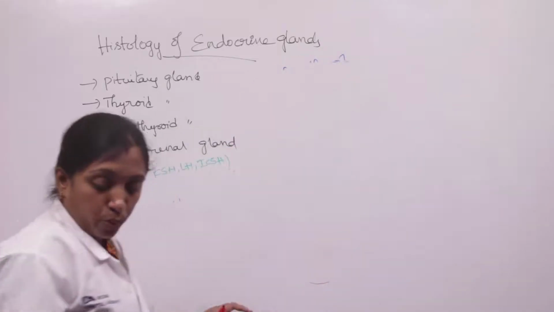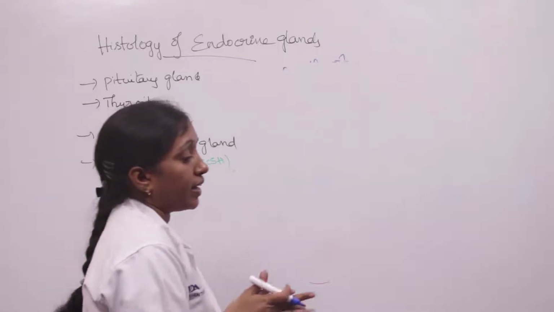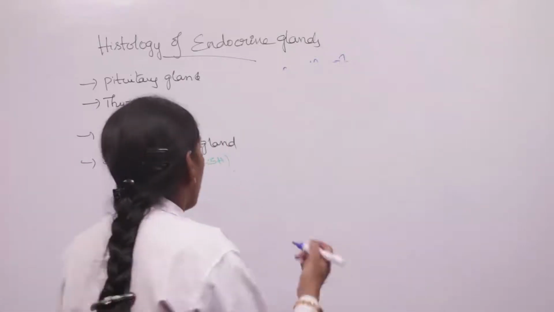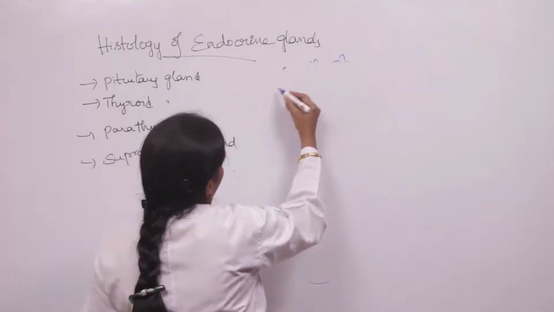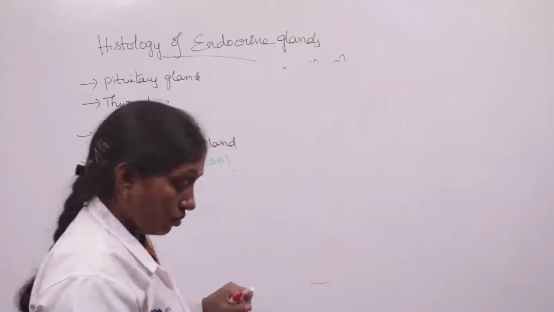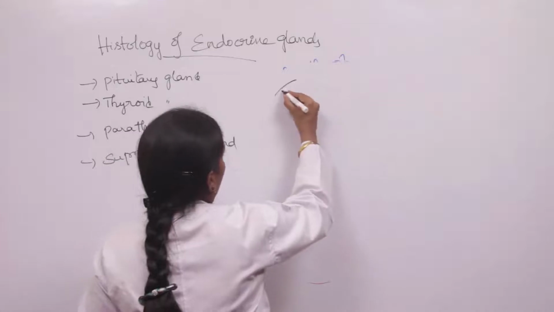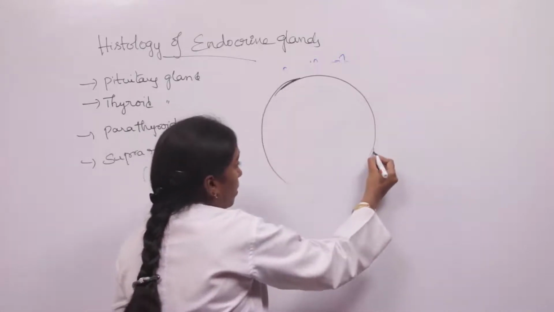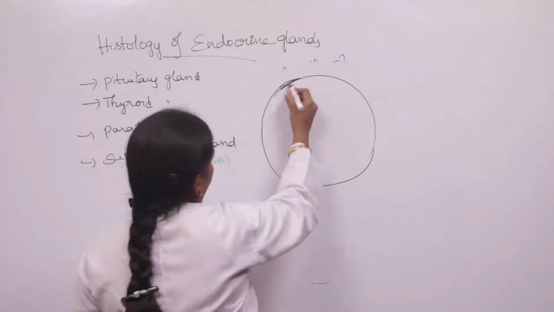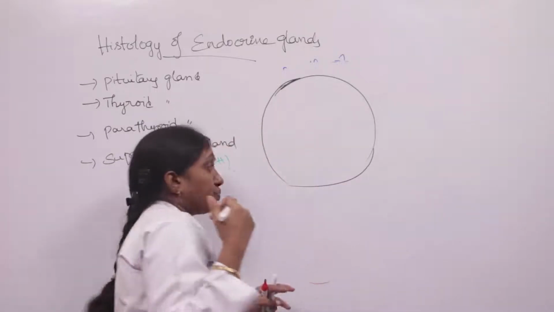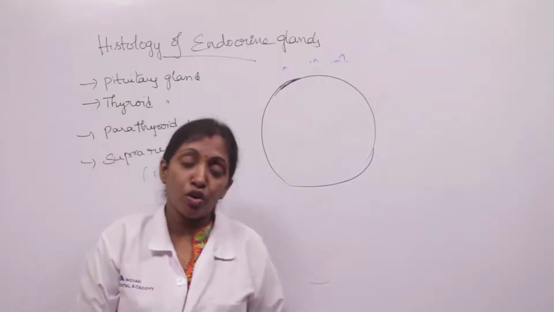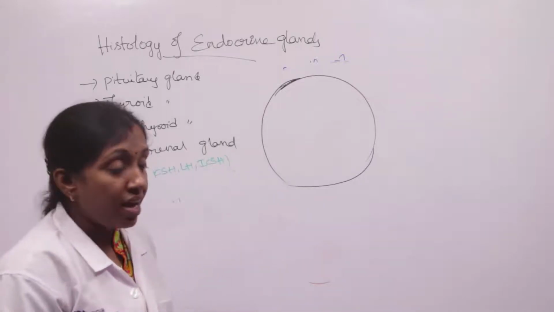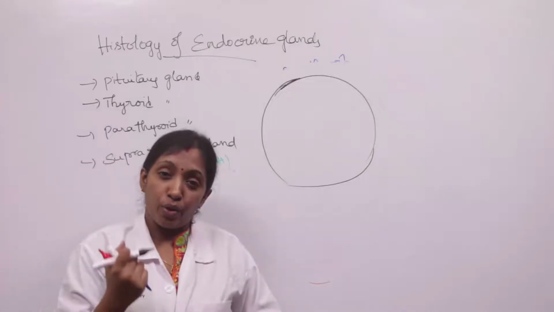And coming to the suprarenal gland. The suprarenal gland, or we can otherwise call it the adrenal gland, is present on the upper pole of the kidney. The suprarenal gland has cortex and medulla. The cortex secretes glucocorticoids and mineralocorticoids, and the adrenal medulla secretes epinephrine and norepinephrine.